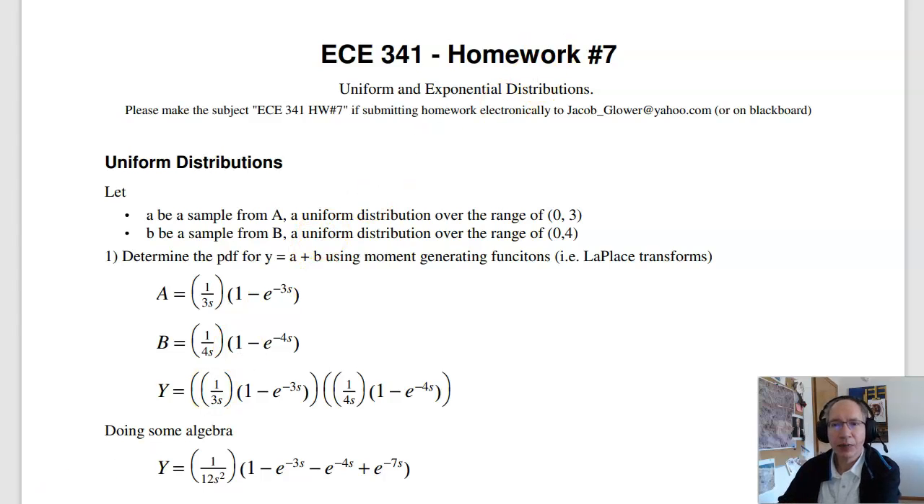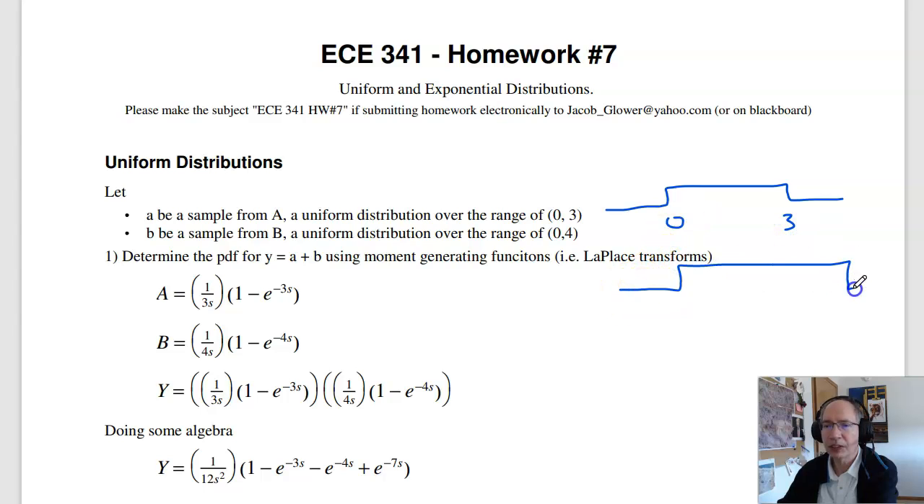Now the first problem is, suppose A has a uniform distribution over the range of 0 to 3. B has a uniform distribution over the range of 0 to 4. Find the PDF for A plus B. Well, in this case, I'm going to use moment generating functions, i.e. Laplace transforms. The height of this has to be 1/3 for the area to be 1. This height has to be 1/4 for the area to be 1.